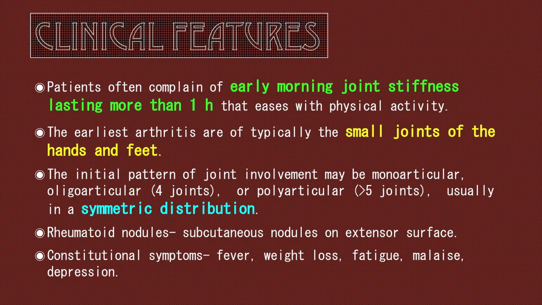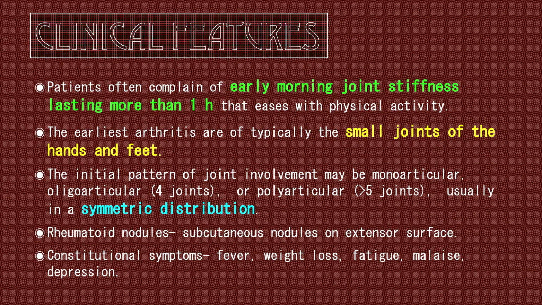And number three, the joint involvement is mostly oligoarticular or polyarticular. Oligoarticular means more than 3 or 4 joints. Polyarticular means more than 5 joints. They are generally involved, and mostly in a symmetrical distribution. That means both the hands or both the feet are involved. If the right finger is involved, then the left finger is also involved. If the right middle finger is involved, then the left middle finger is involved, like that.